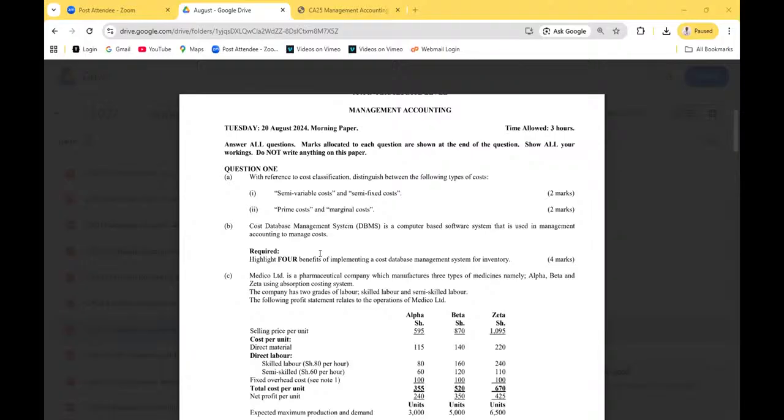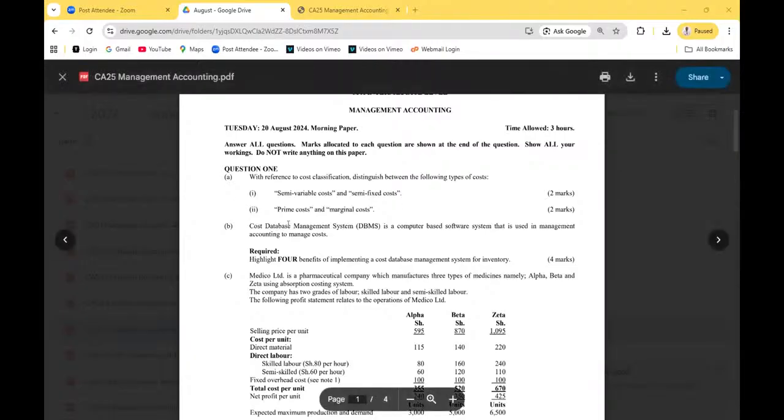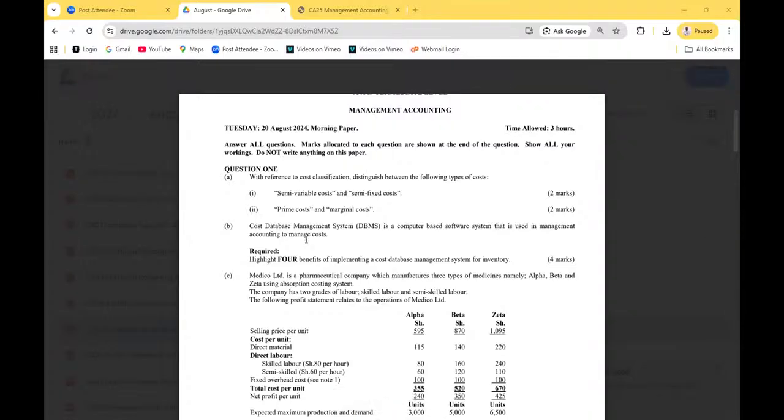So, cost database management system. The cost database management system is a computer-based software system that is used in management accounting to manage costs. Highlight 4 benefits of implementing a cost database management system for inventory. In other words, these people are testing a question in management accounting. These people are asking a question on advantages of having proper inventory system.